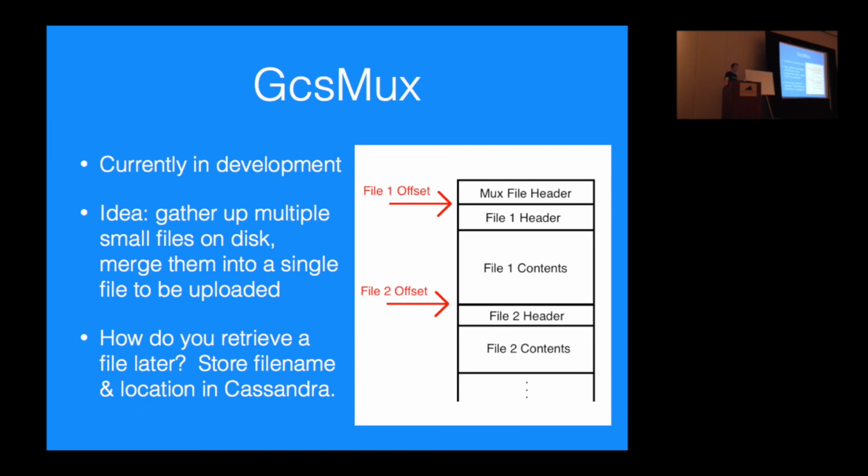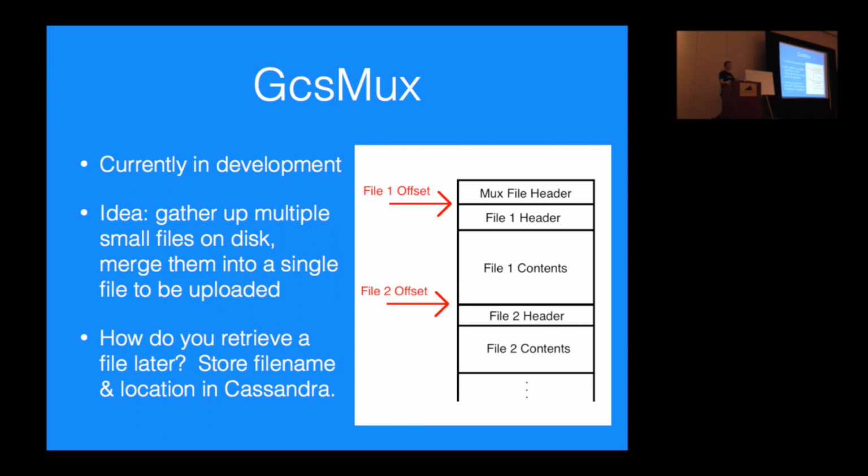The issue with this, though, is what happens when you want to read that file? So I've given a silly little diagram of what these Mux files would look like. There's a little header with some checksums and versions and things like that, and then there's just a bunch of blocks. So file 1 has a block header and then its contents, file 2, et cetera. And in order to read a given file, say file 2, you need to know first, what is the Mux file that it's in? What is its name in GCS? And then where is its offset?